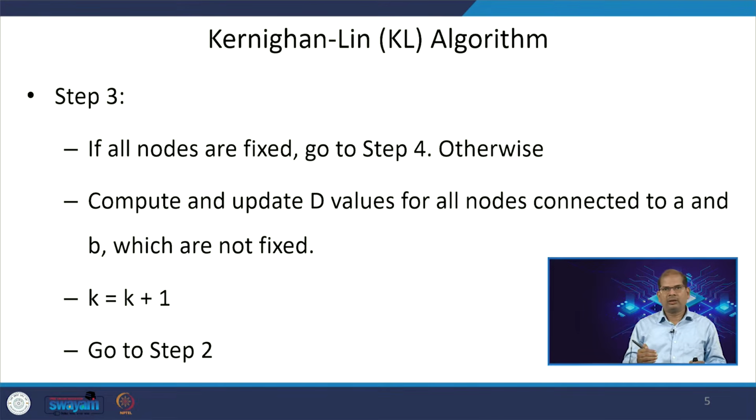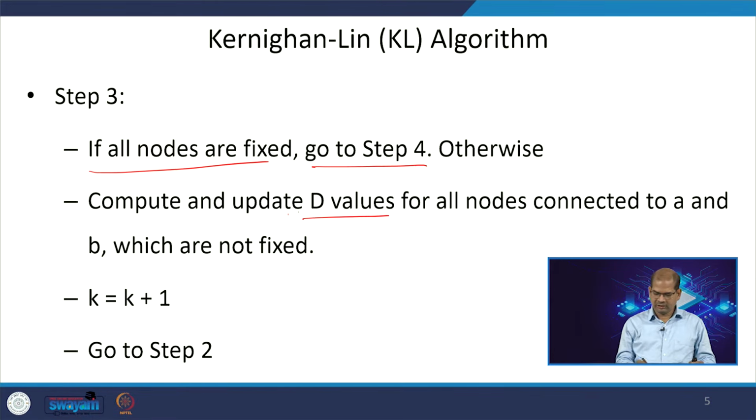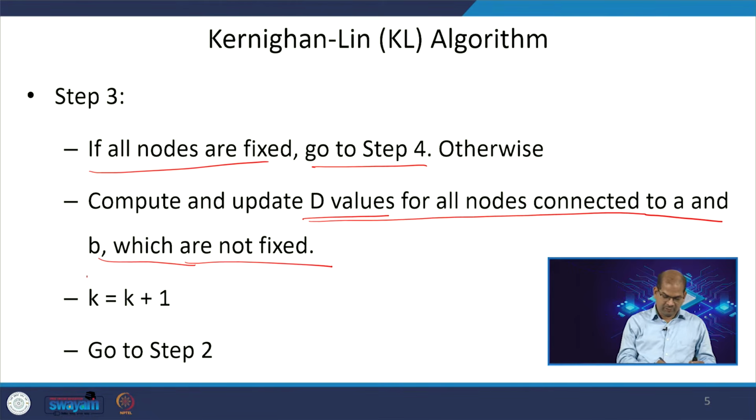So, the time will come when none of the nodes need to be moved, which means all the nodes will be fixed. If all the nodes are fixed, then we have to go to step 4. Otherwise, we will compute the D values for each node connected to A and B which are not fixed, then we will increase the value of k by 1. Then we will go to step 2.